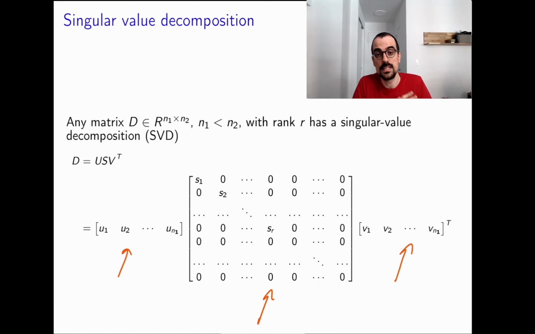The reason that the SVD exists is because of the spectral theorem. I will do a separate video where I will prove that it actually exists, because otherwise this video would be too long and I don't want to torture you.